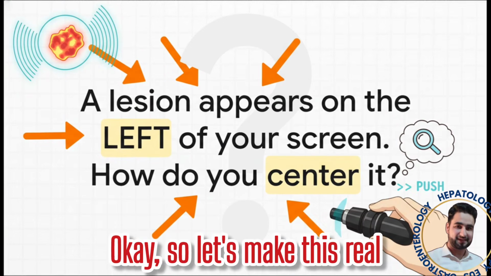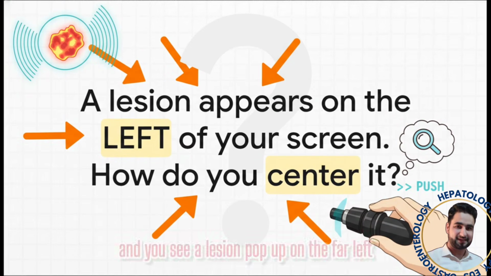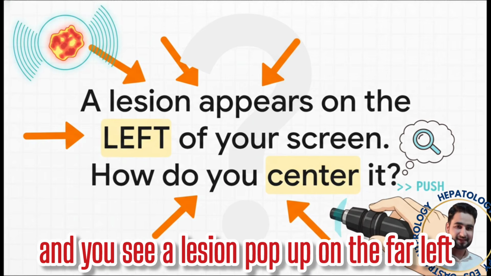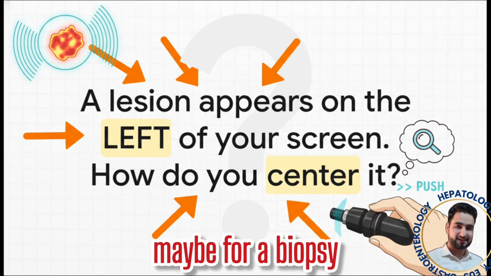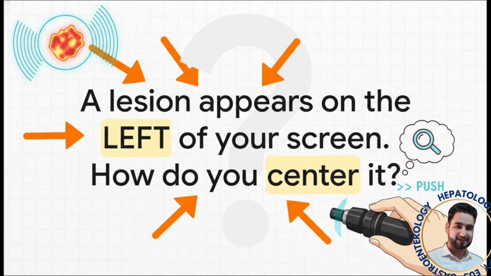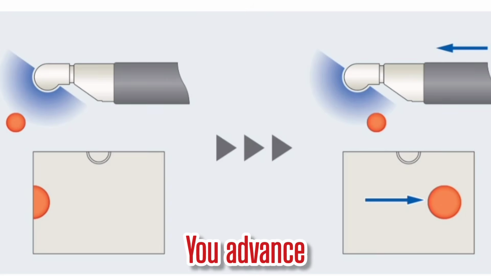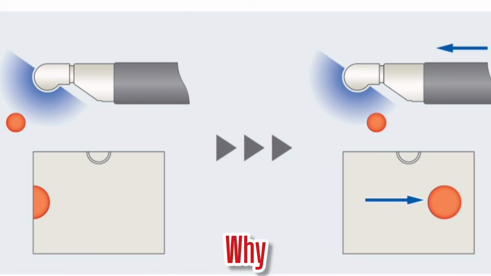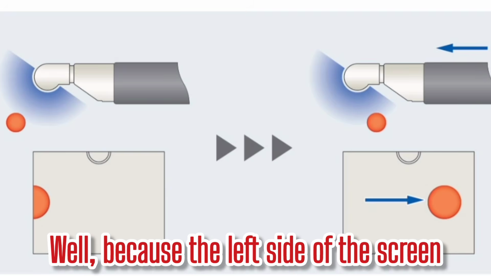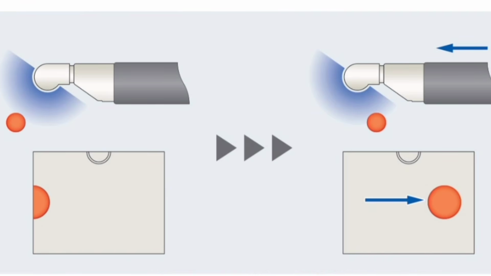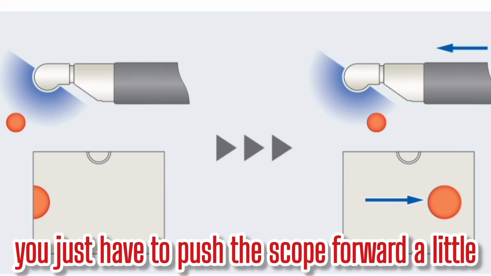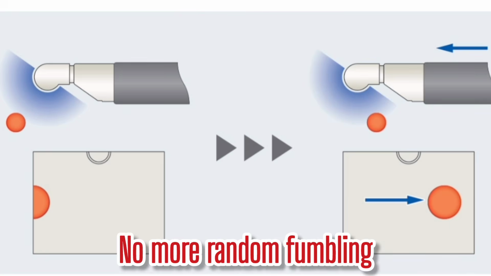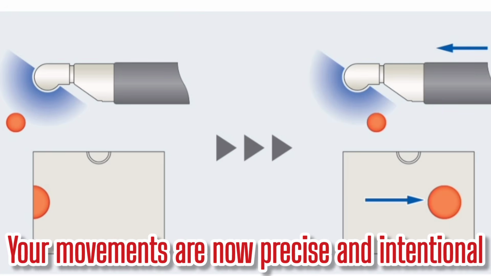Okay, so let's make this real. Imagine you're doing a scope and you see a lesion pop up on the far left side of your screen. You need to get it in the middle to get a better look, maybe for a biopsy. What do you do with the scope? What's your immediate move? You advance. Simple as that. Why? Well, because the left side of the screen is the distal end of your probe. So to bring that lesion from the periphery to the center, you just have to push the scope forward a little. See? No more random fumbling. Your movements are now precise and intentional.